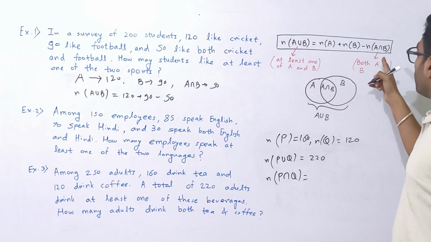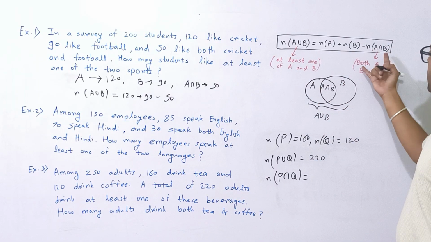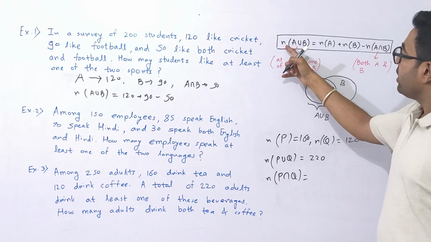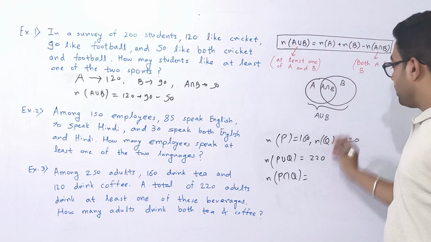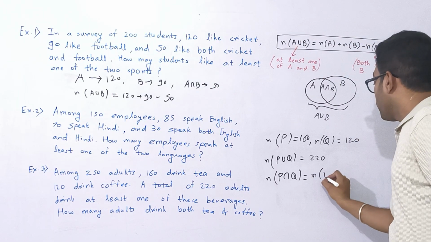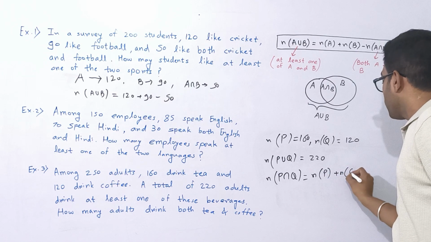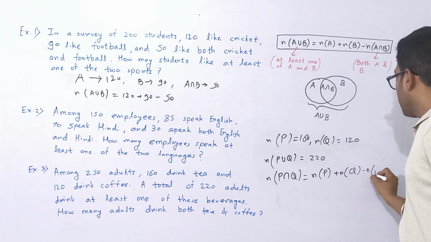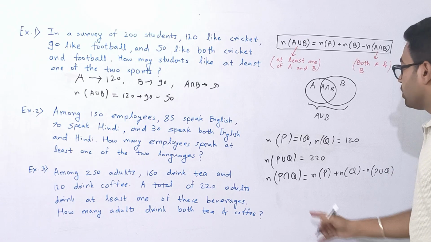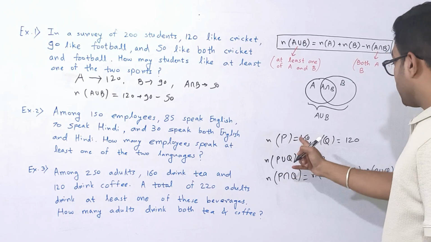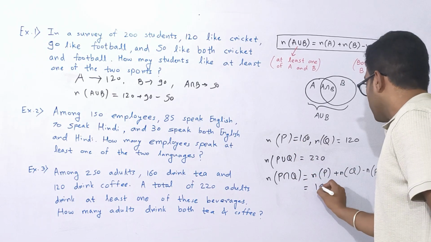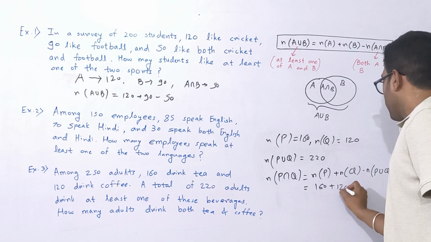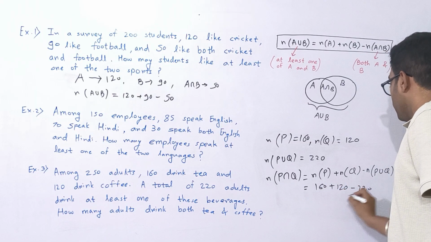Now according to the formula, N of A intersection B, if we shift it to the left, N of A union B will shift to the right, and you will get N of P plus N of Q minus N of P union Q. So the values given are 160 plus 120 minus 220.